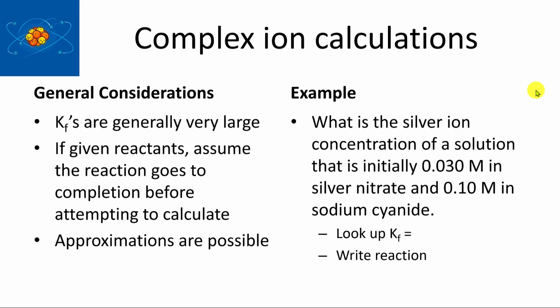So the problem is relatively straightforward. It says, what is the silver ion concentration of a solution that is initially 0.03 molar in silver nitrate and 0.1 molar in sodium cyanide? And basically the steps are the same as the problems that we've done before. You look up Kf, you write the reaction, and then you fill out what you can, basically, in the ICE table, and then you work from there, okay?